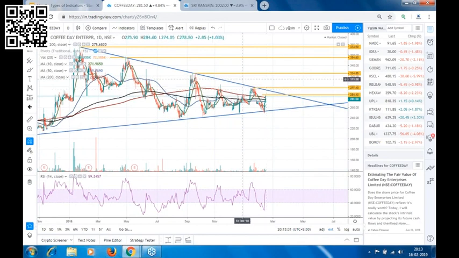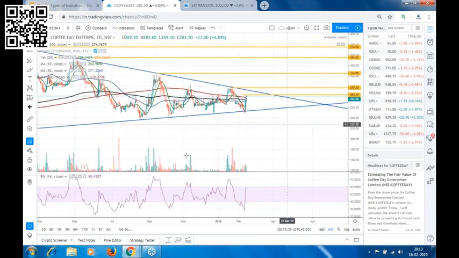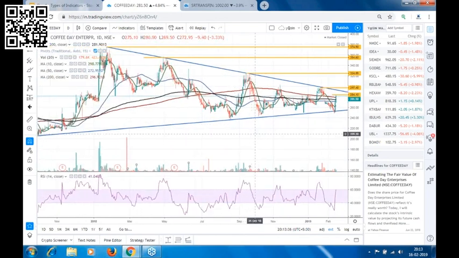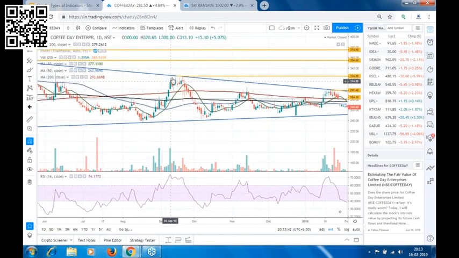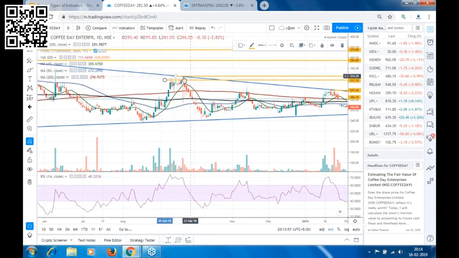Now here the resistance is around 324, because I always mark a zone. See, if I zoom here, in these candles I'm seeing a price rejection. So if I want to mark a target, I'll mark these levels as well. So this becomes your resistance zone. From 317 to 325 is your resistance zone. So I can place my second target to be around 315 to 320 levels.